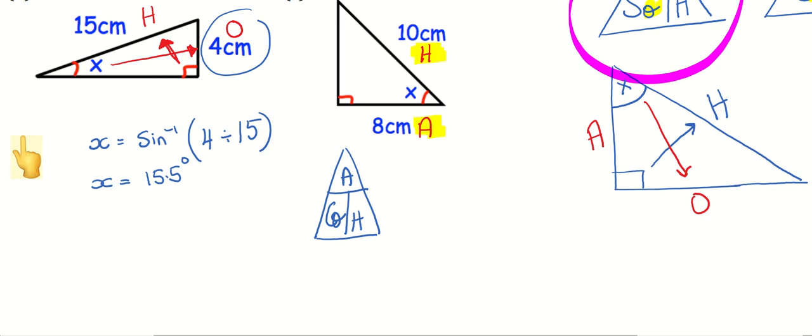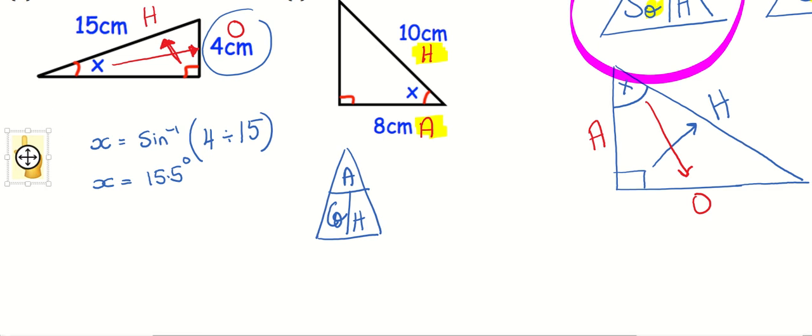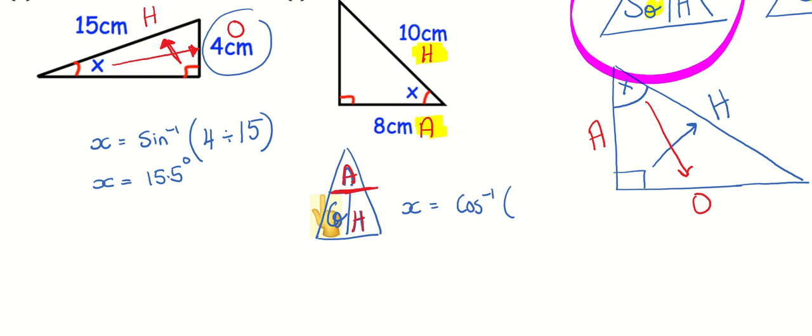And if I get my trusty little hand, I have to cover the C, the cos, because it's an angle I'm finding. I already have A and I already have H. I don't need to cover them. So X, the angle X, is cos minus 1. I have to do that extra step for angles. I open the brackets and I read from the top, and it says A divided by H. So A is 8 divided by 10.